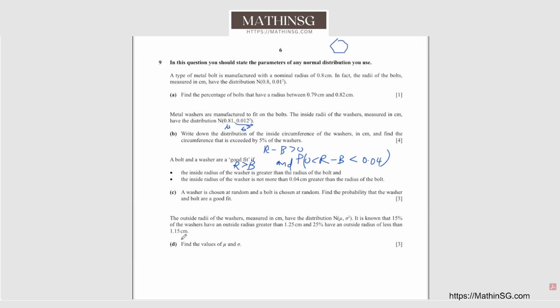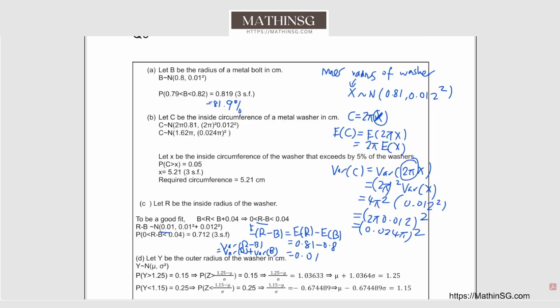Now moving on to part D, the outside radii of washers measured in cm have the distribution of mu and sigma square. So now mu and sigma square are unknown. So when mu and sigma square are unknown, very likely we need to standardize, okay, change it to Z. It is known that 15% of the washers have an outer radius greater than 1.25 and 25% of them have an outer radius of less than 1.15. So let's try to write this out mathematically.